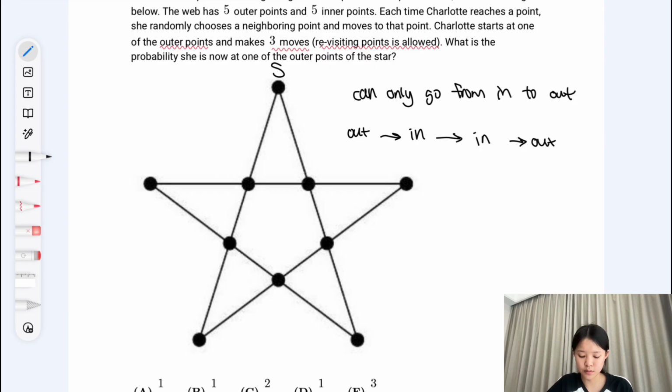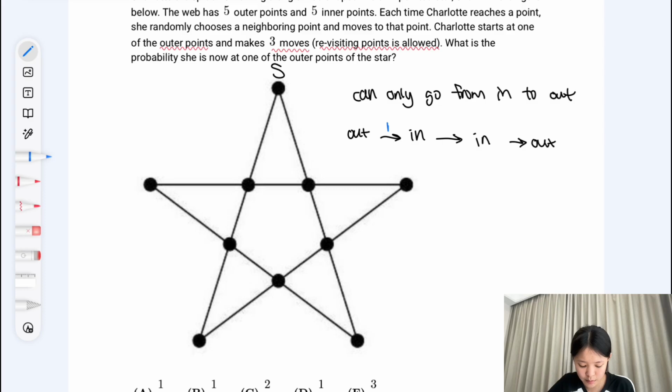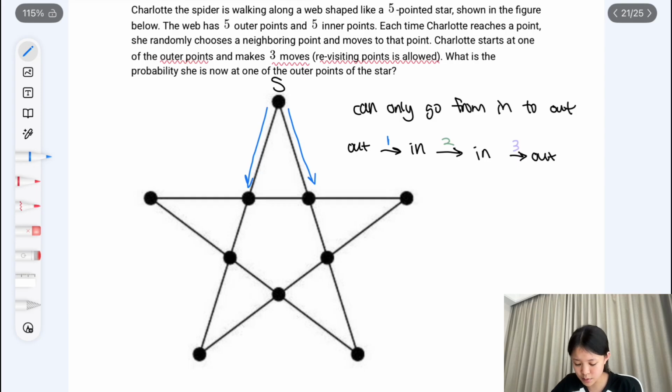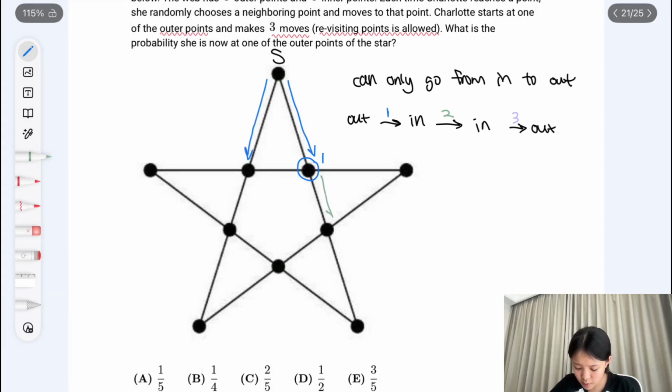So that tells us a few things, right? If we view the first move as a blue line, the second as a green line, and the third as a purple line. Let's start from the blue line, assuming that she wants to reach an outer point at the end. So she starts here at the top. She has 2 solutions. You can go down to the left inner point, or the right inner point. So let's say she goes to this one as her first position. For the second, she can go to either this inner point or this inner point. Let's say she goes to this inner point as her second location.